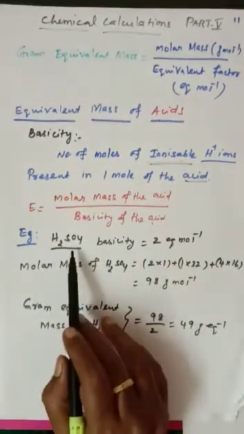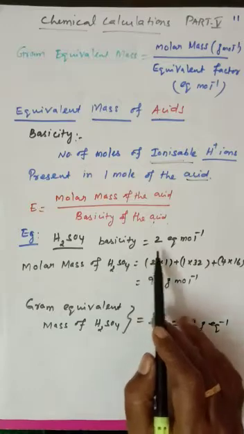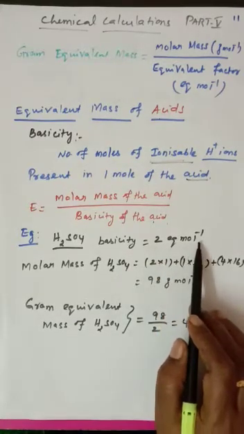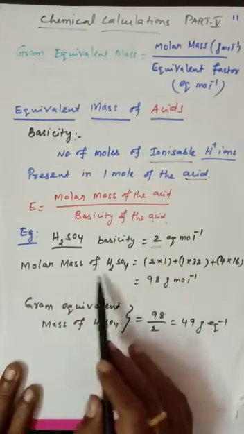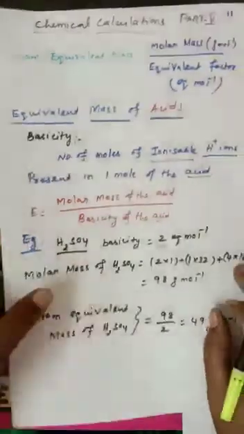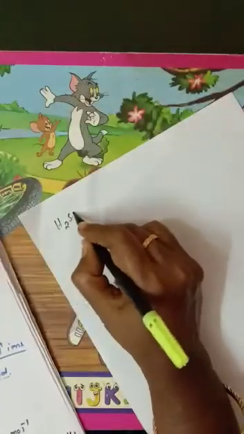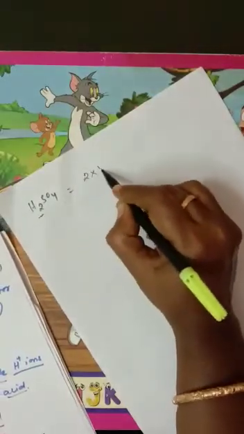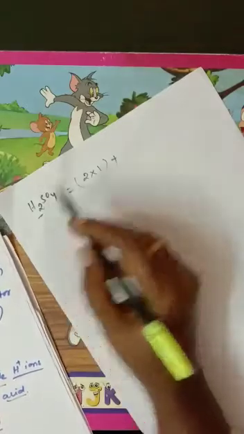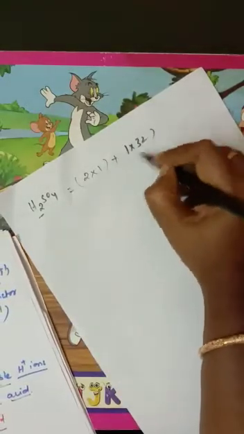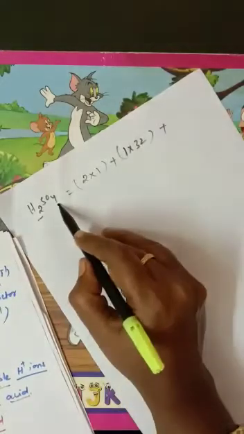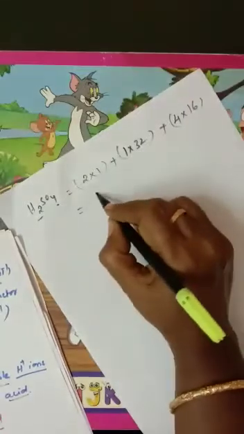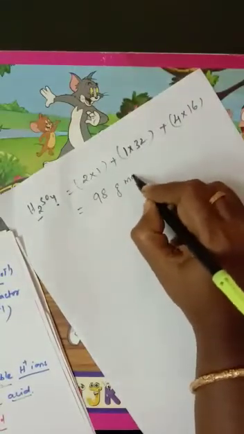For example, sulfuric acid H2SO4, basicity is equal to 2 equivalents per mole. First we have to calculate the molar mass of H2SO4. H2 is here, so 2 into 1 plus, and sulfur is only 1, so 1 into 32 plus, and here 4 oxygen, so 4 into 16. If you add everything, we get 98 gram per mole.